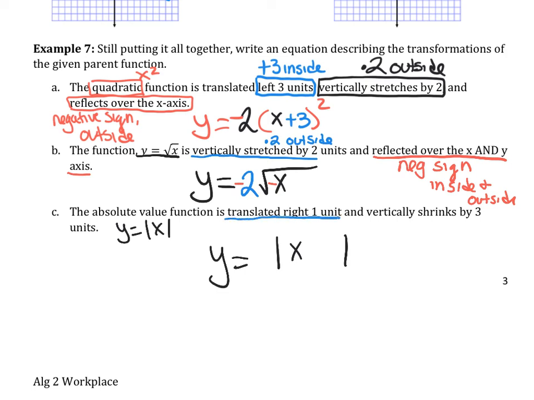Translated right 1 unit. Right means we're going to subtract 1 on the inside. So I'll have x minus 1. Then vertically shrink by 3 units. Since it's a shrink, that number has to be less than 1. So this will be times 1/3 on the outside.